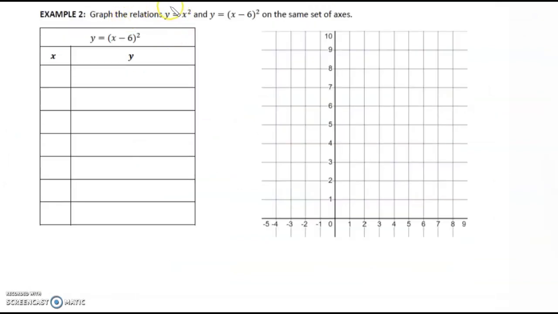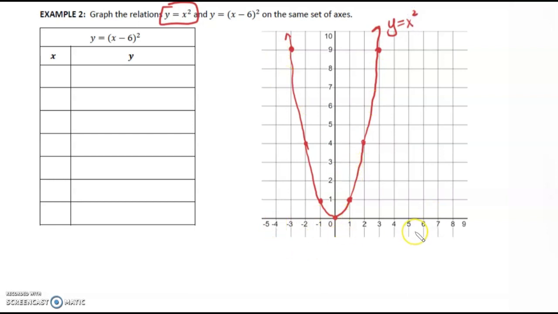Okay, example 2, graph the relations y equals x squared. So let's start with that one. 0, 0, negative 1, 1, 1, 1. This time we can see that the scales are by 1. Negative 2, 4, and 2, 4. And negative 3, 9, and 3, 9. So this is our original, and the only reason it looks more narrow is because of the scale and the width of the grid here.